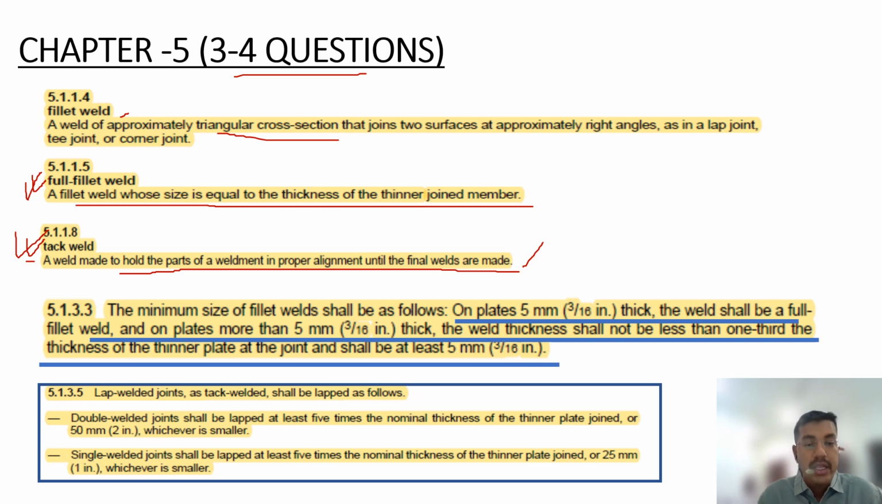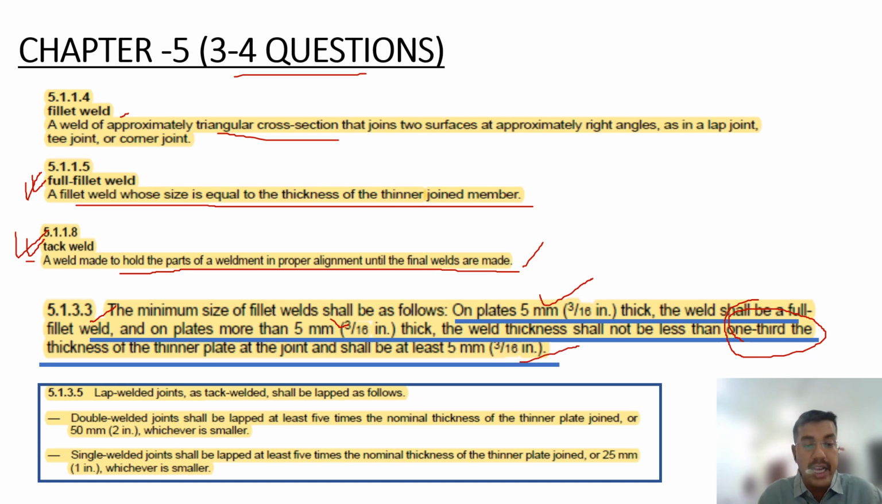Sometimes it came. The minimum size of fillet weld shall be as follows. On plate 5 mm thick, the weld shall be a full fillet weld. You have to remember this. And on plate more than 5 mm thick, the weld thickness shall not be less than 1/3 of the thickness of the thinner plate at the joint and shall be at least 5 mm. That you have to remember.